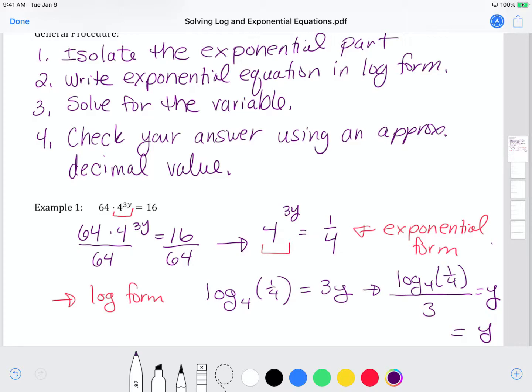Now I can put that in the calculator and get an approximate value. If you have that option on your calculator that you can do different kinds of bases, you can go to your math menu, put in base 4 and put in 1/4 for the log, and then take that answer and divide by 3. And that would give you a negative 1/3. And then you can use that decimal approximation, and this time it came out exact as negative 1/3. But if it came out to a decimal approximation, you can use that decimal approximation to plug back into the original equation and check your answer.